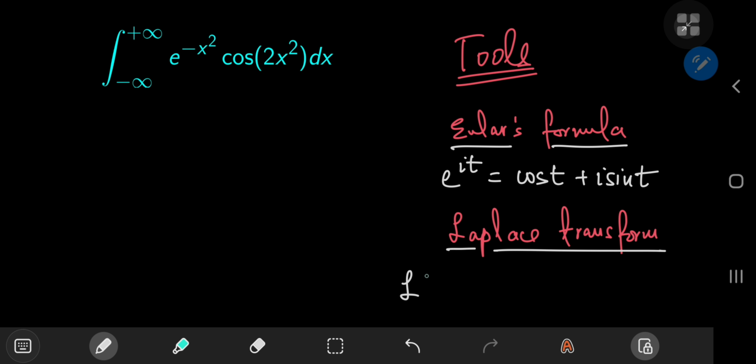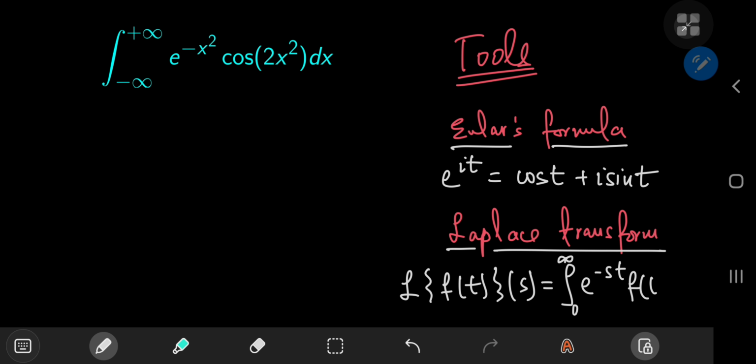Now, the Laplace transform of some function f of t is a function of the complex variable s and equals the integral from 0 to infinity of e to the negative st times f of t, integration with respect to t. So let's call our integral I, and we can write our integrand, which right now is the product of an exponential and a trig function. We can write it as a purely exponential function using Euler's formula.